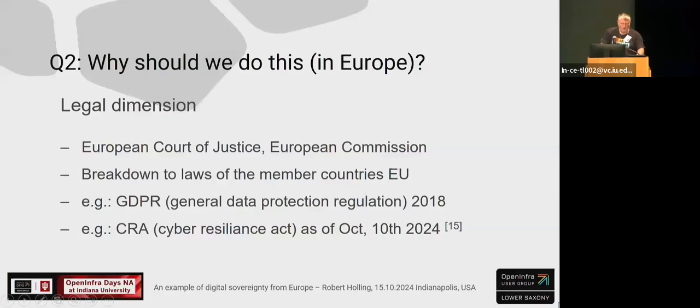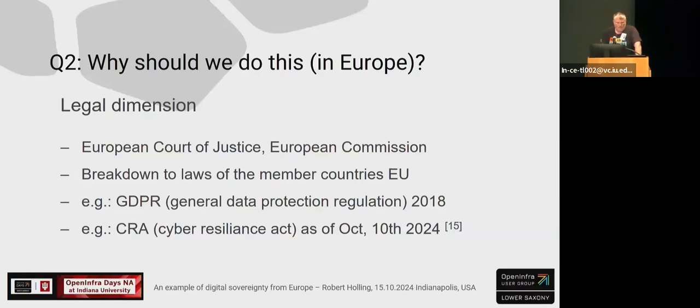From last week, we now have 36 months to break it down into laws from Germany. As an example, what that means: the Cyber Resilience Act says that as a company, you have to ensure the cybersecurity of your products, from the design, let's say security by design, through the entire product lifecycle.